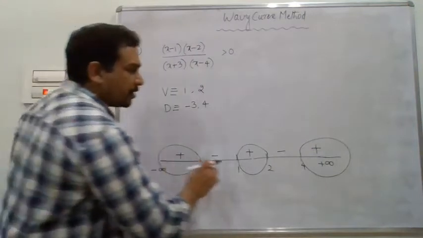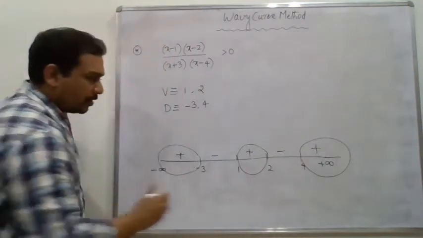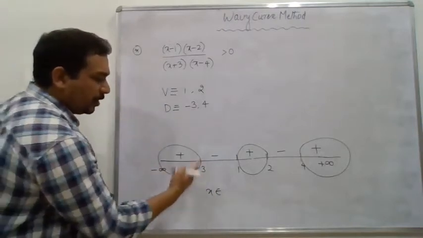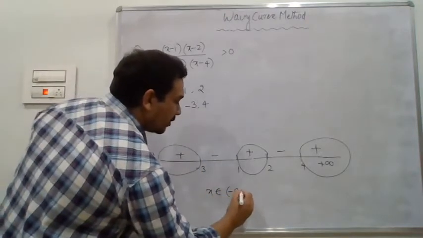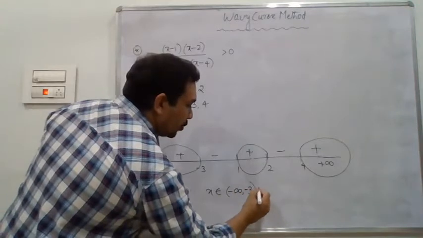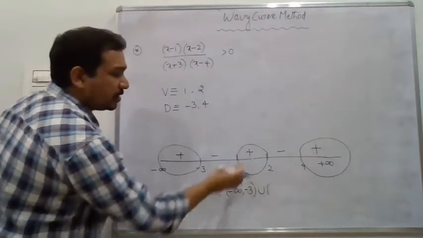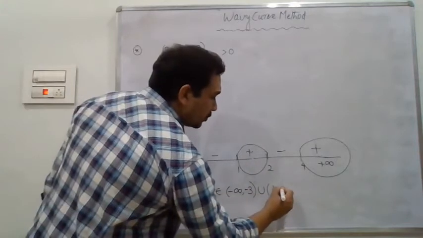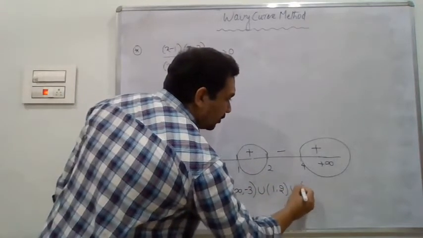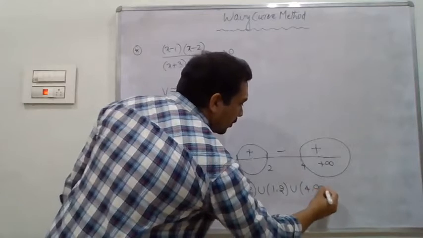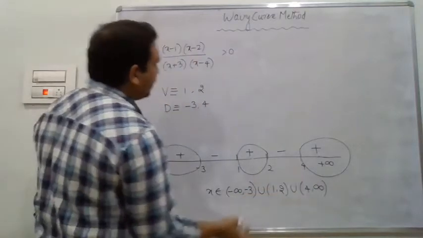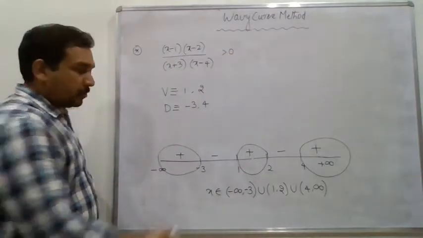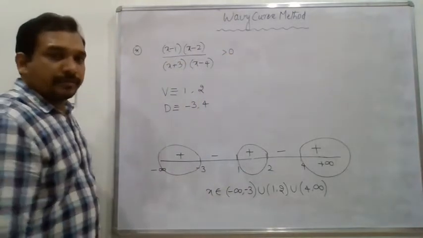So we'll write all these regions together with union. x belongs to from minus infinity to minus 3. Union means adding this interval with another interval. We can write with union 1 to 2, union 4 to infinity. This is the interval in which the given expression is always greater than 0. So this is the answer for it.